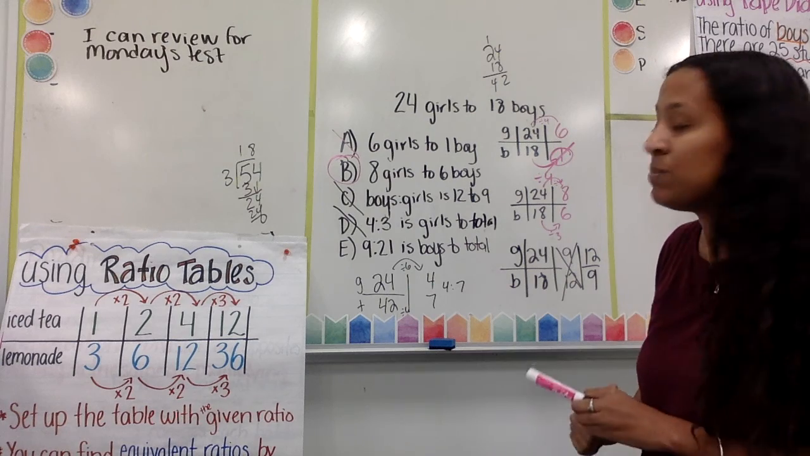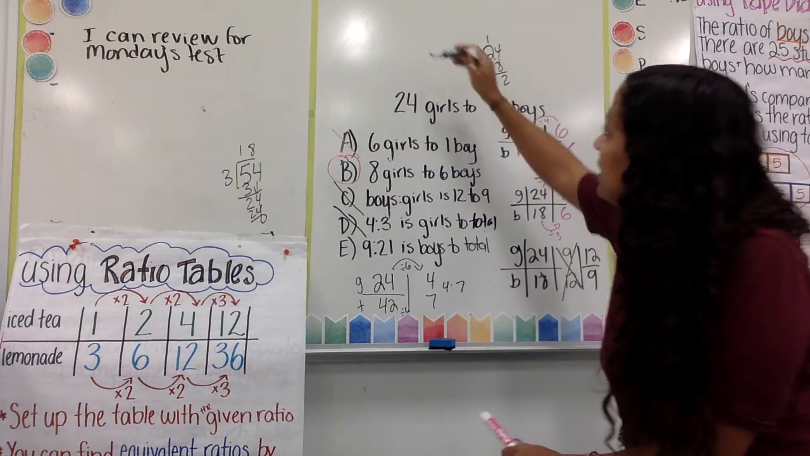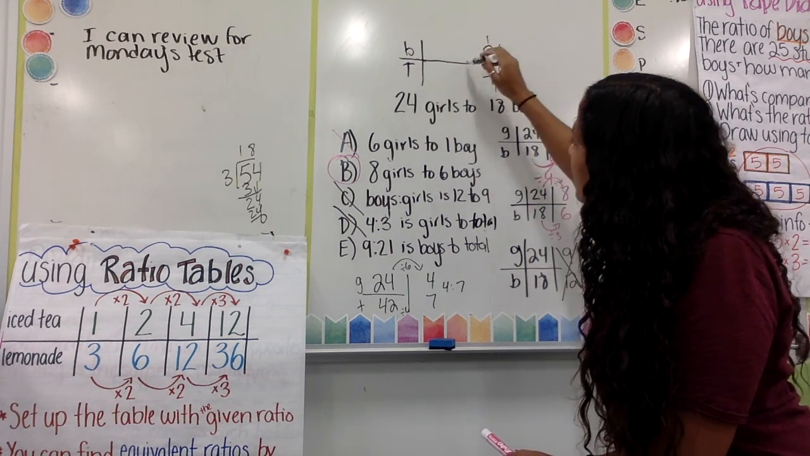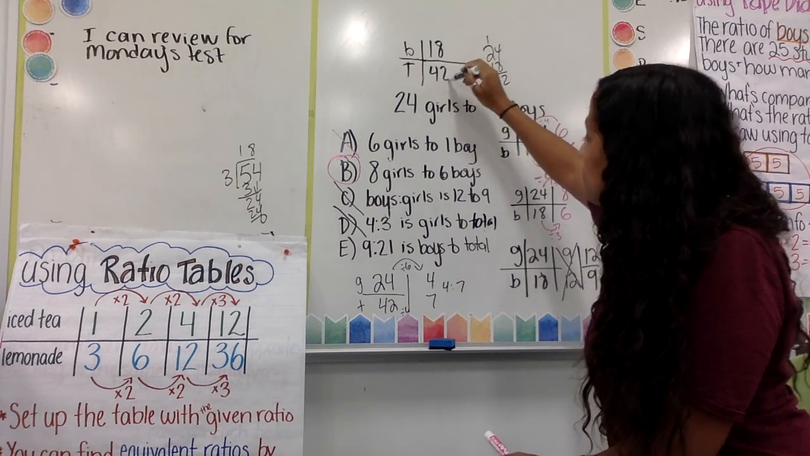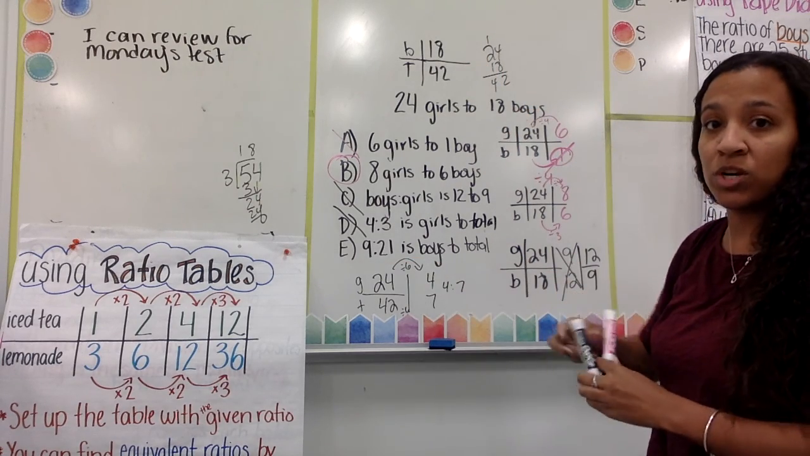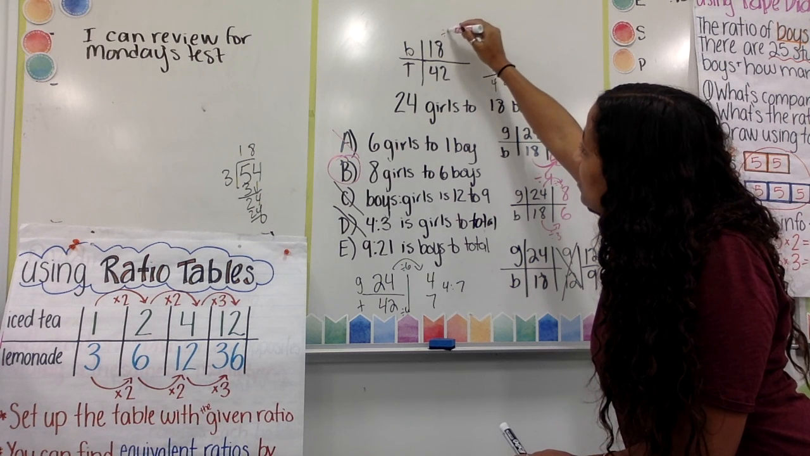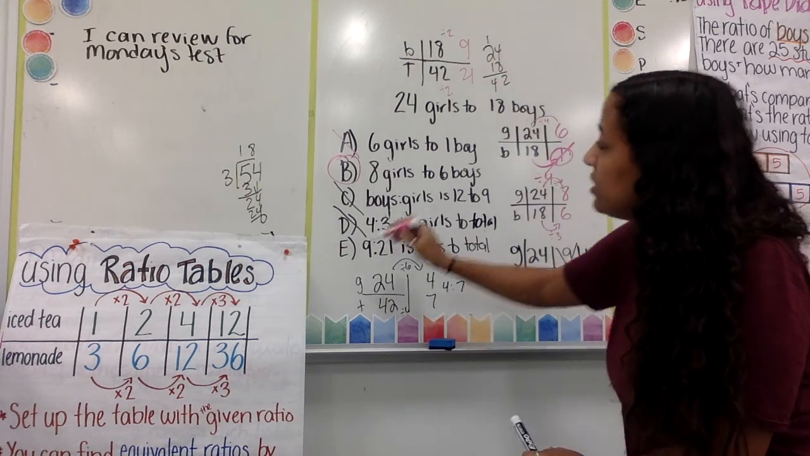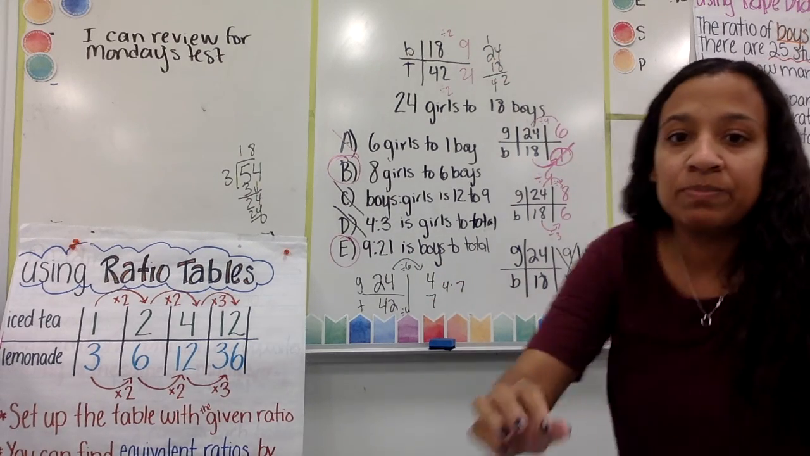9 to 21 is boys to total. 42 total. We've got 18 boys. Boys to total, 18 to 42. Is that 9 to 21? To get to 9 boys, I'm dividing by 2. So I have to divide the total by 2, 21. Yes, so B and D are our correct choices.